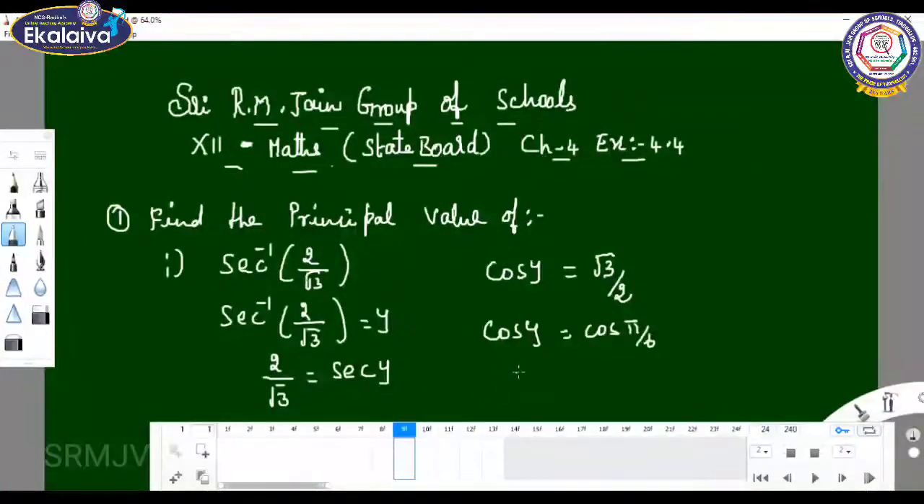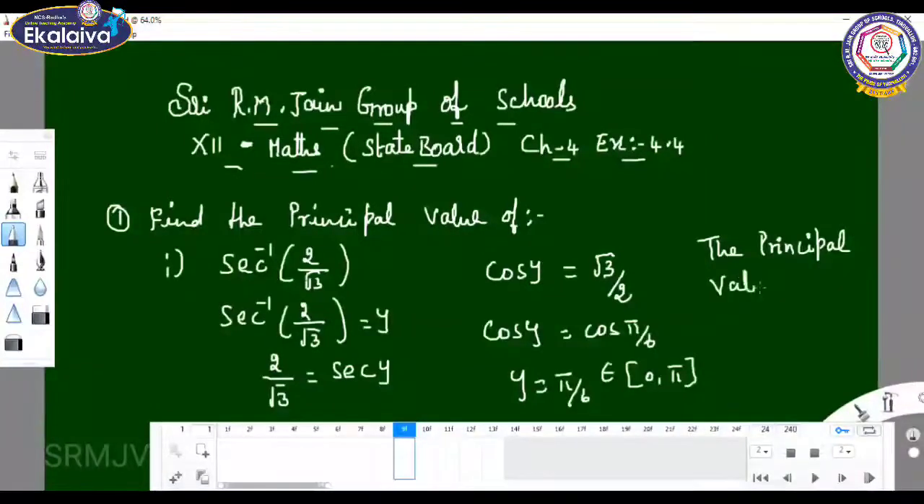Y equal to pi by 6. It belongs to the closed interval 0 comma pi. Therefore, the principal value is pi by 6.